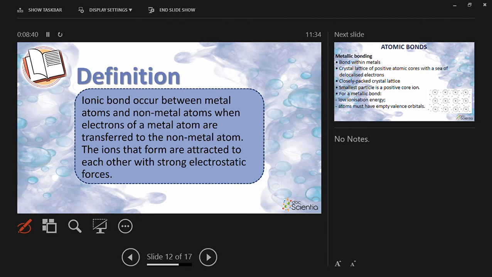By kovalente bindings is dit deel van elektrone. Hier is dit 'n oordrag van elektrone. So die een gee dit vir die ander ene. The ions that form are attracted to each other with strong electrostatic forces en jy mag daai sterk koelomkragte ook noem. Okay.